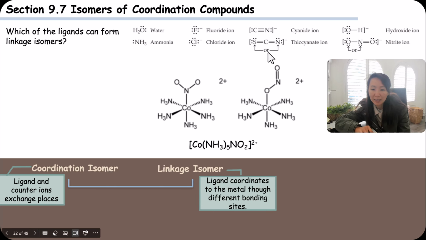Some of the ligands are here. The thiocyanate ion has the ability to connect from either the S or the nitrogen. So either one of them. We're going to draw both of those, each with one of those connections.